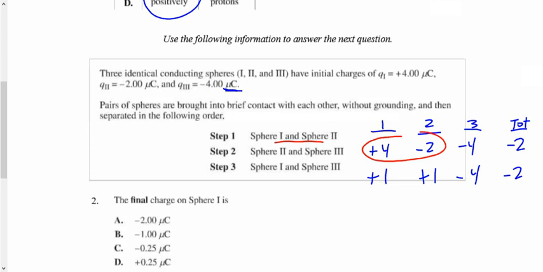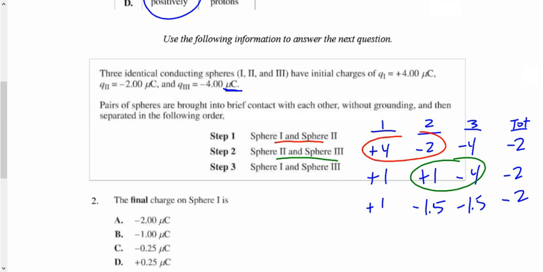All right. Now the next one says 2 touches 3. Plus 1 and minus 4 become what? Plus 1 minus 4, well, that's minus 3 divided by 2 gives me minus 1.5. Minus 1.5, minus 1.5, and this one's going to give me plus 1. Let's just double check, make sure we're on the right track here by adding up my charge to make sure that we get a total of minus 2. Plus 1 minus 1.5 minus 1.5 gives me minus 2, sure enough. Good, so far so good.